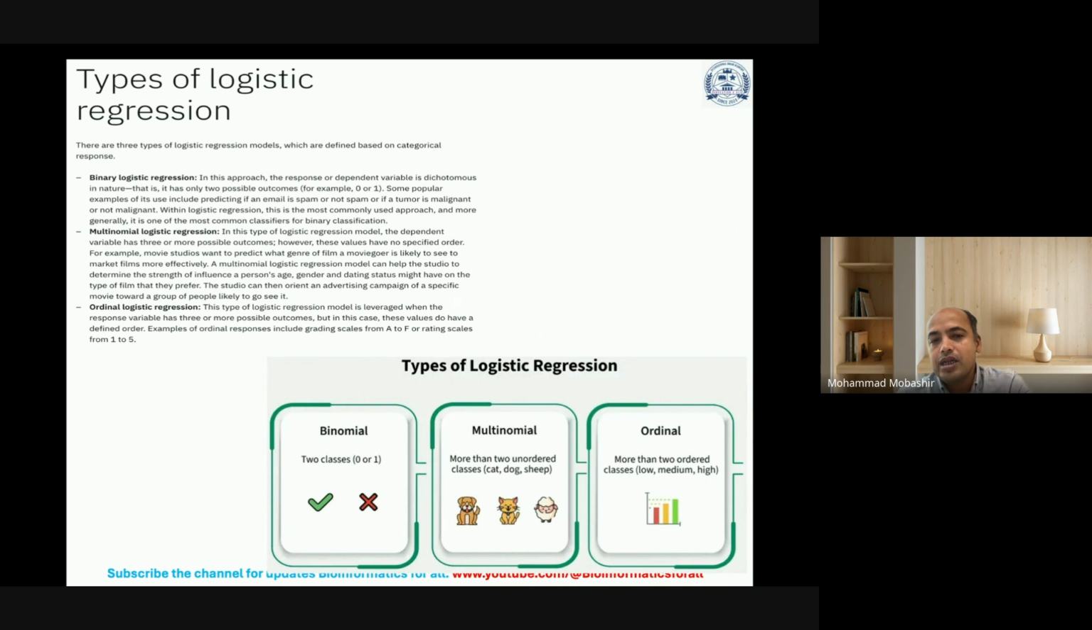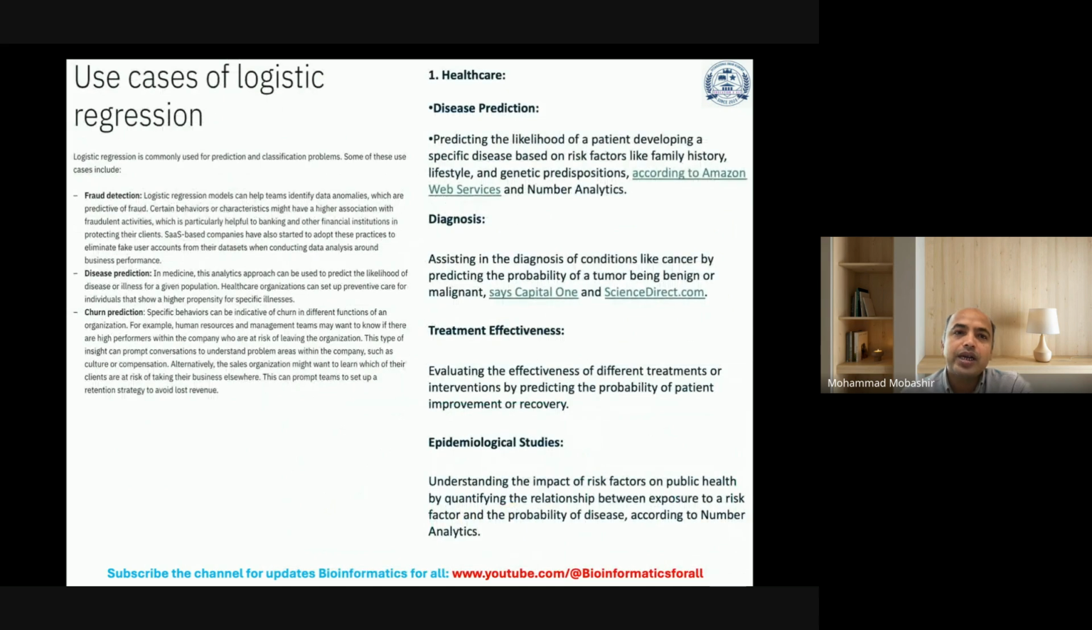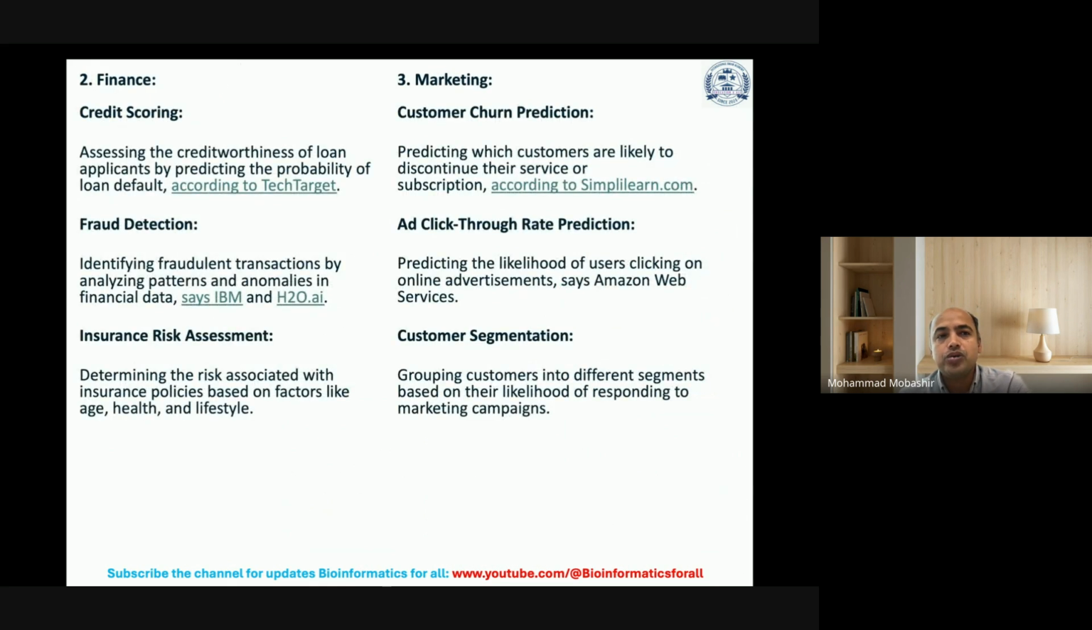One is binomial, that is two classes, binary, 0 or 1. Then multinomial, more than two classes, as you can see here. Then ordinal, that is more than two ordered classes, that is low, medium, high. And then you can think about the uses of logistic regression, for example, disease prediction in the health sector, diagnosis, treatment effectiveness, epidemiological studies. Then in finance, you go for credit scoring, fraud detection, insurance risk assessment. Then in marketing, customer churn prediction, ad click-through rate prediction, and customer segmentation.